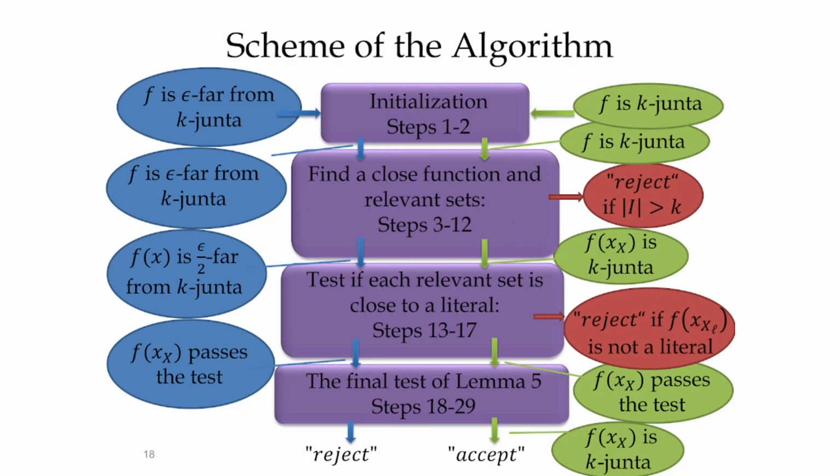So basically, what we want is for the algorithm to output reject if f is epsilon far from k Junta, and output accept if f is k Junta. What we have here in the red bubbles are when the algorithm fails to identify the function correctly as a k Junta and marks the function as not k Junta. Later on, I will show you and explain that if f is k Junta, we are going to go through with a probability of at least 2/3 and reach the end, and the verdict of the algorithm will be that f really is a k Junta.